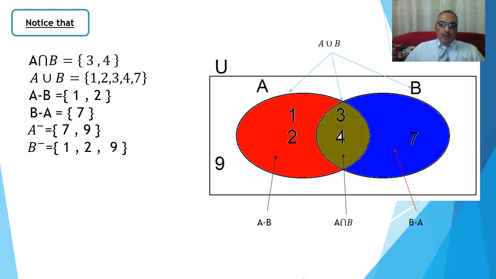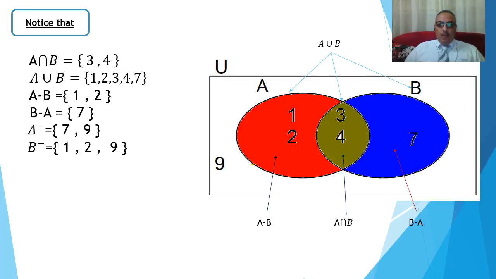A dash, the complement of A. We remove A only. Try this. We cancel this area and we get 9 and 7. So A dash, the complement, is all elements outside A: 9 and 7.